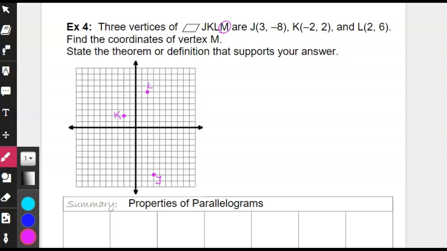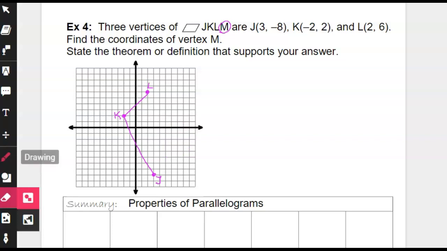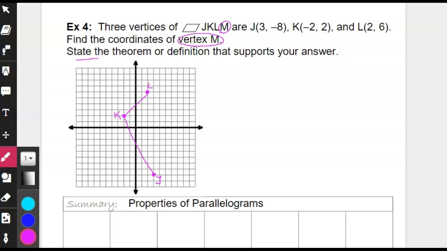But if you don't know now, or up until now, whenever you name a parallelogram, your vertices must go in order. So I'm going from, and I'm not going to use my straight edge tool because I don't want to. But if I have parallelogram JKLM, then I have to start at J. It goes to K. It goes to L. And then M must be floating somewhere around here because that must be where the last vertex is, so that we have this parallelogram. So there are a couple different ways that you can get vertex M. This is what I want, and then I want to state the theorem or definition that helps me.